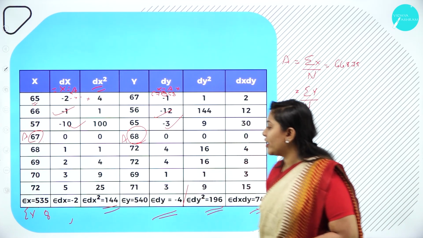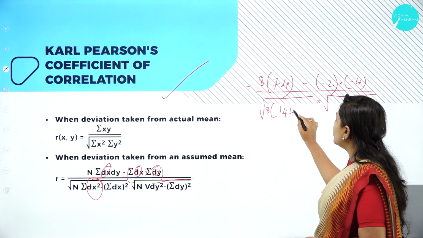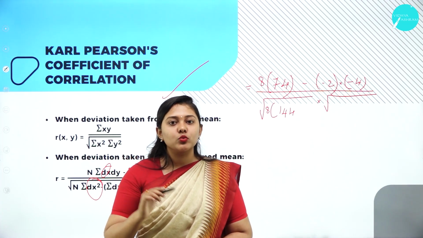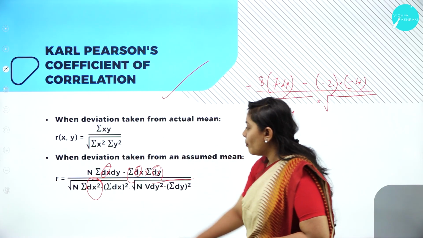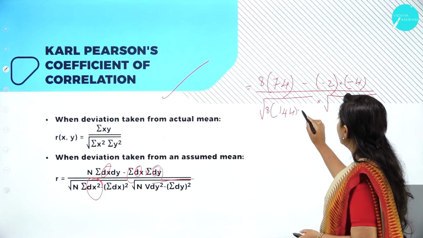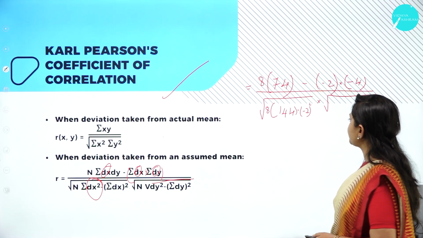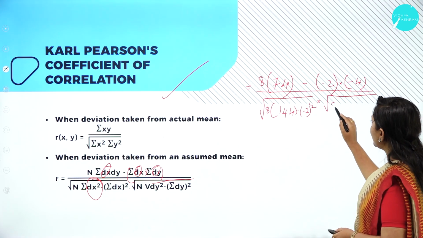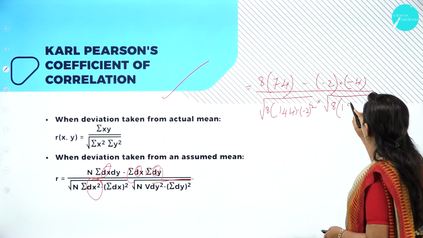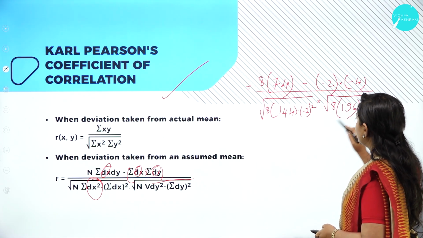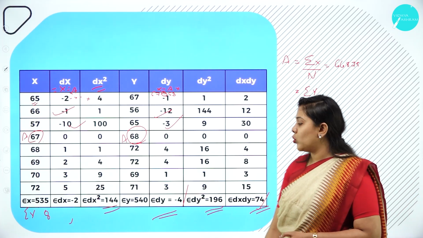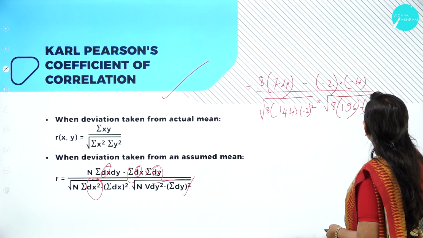Sigma dx square is 144. You must be very careful with the sign, because minus and plus signs you have to multiply here. It is very important to look at the sign. So minus sigma dx, what is sigma dx? Minus 2, minus 2 whole square. Next, number of observations 8. What is sigma dy square? 196, minus, what is sigma dy? Minus 4 whole square.